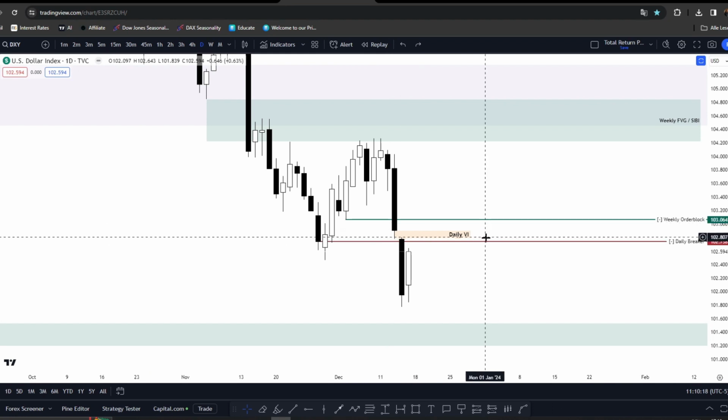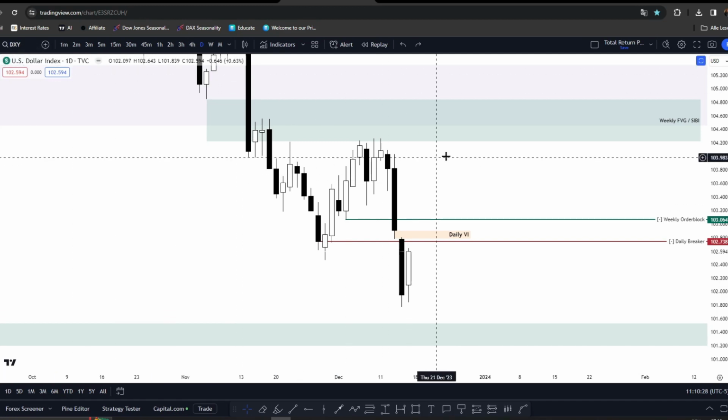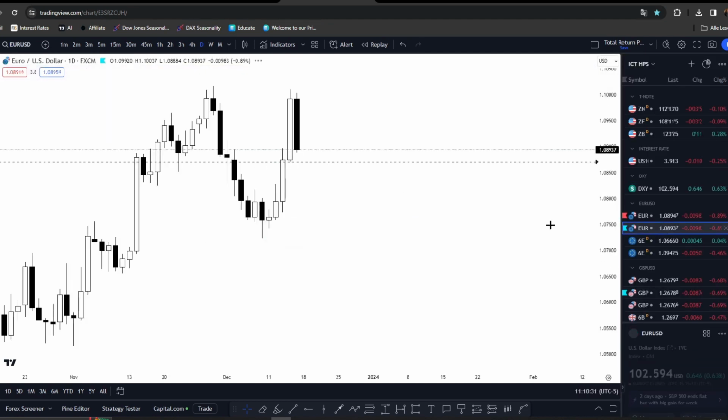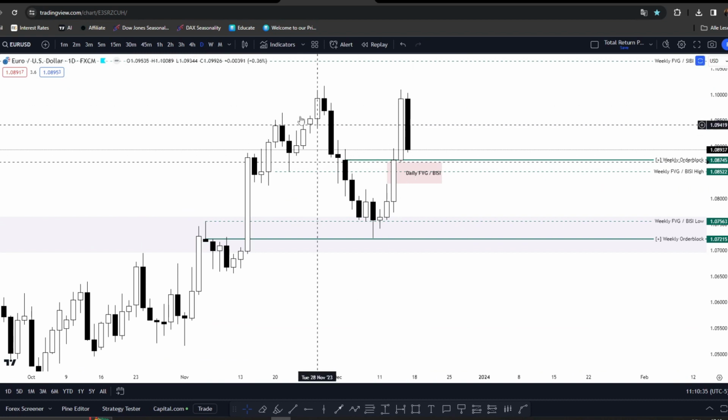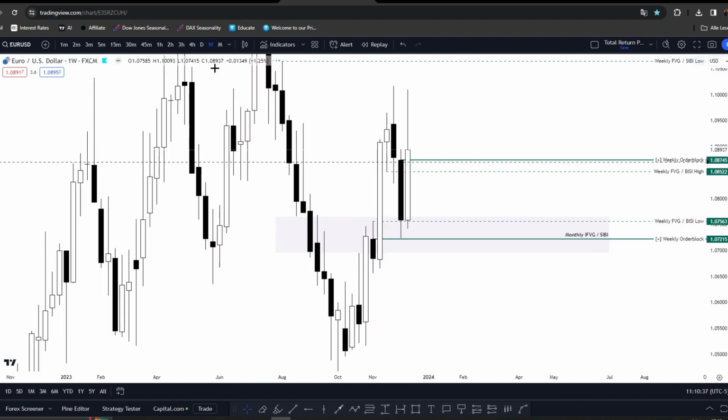That's why I will wait for a decent reaction away from one of them before I take any trades, because I don't know which PD array to choose. Yeah, that's the plan for the dollar. So bearish dollar going into the next week. That's why we want to see a bullish Euro USD.